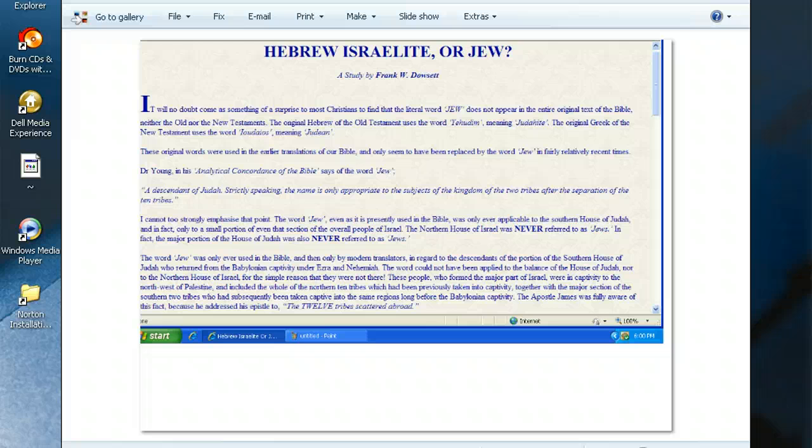These people who formed the major part of Israel were in captivity to the northwest of Palestine and included the whole of the northern 10 tribes which had been previously taken into captivity, together with a major section of the southern 2 tribes who had subsequently been taken captive into the same region long before the Babylonian captivity. The Apostle James was fully aware of this fact because he addressed his epistle to the 12 tribes scattered abroad.